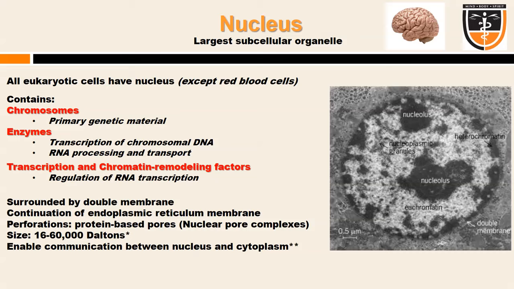So the pores are actually very small in a nucleus. There is 16 to 60,000 Daltons as their size. What does that mean? Does that mean that a protein larger than 60,000 Daltons cannot pass through this pore? No. A protein can fold on itself, can squeeze, change conformation, and go through it. Now, these pores are very important because they enable communication between the nucleus and cytoplasm.